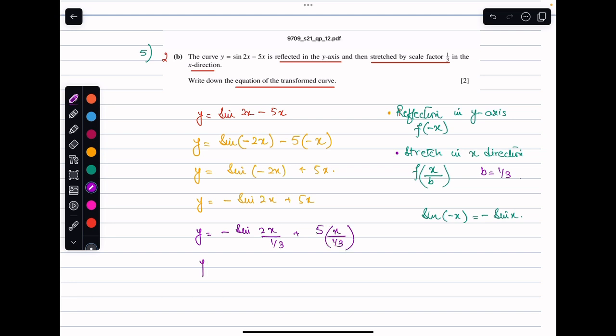So here this becomes negative sine 6x and then a positive 15x. So this should be the transformed equation of the curve after the two transformations that we have been given here.